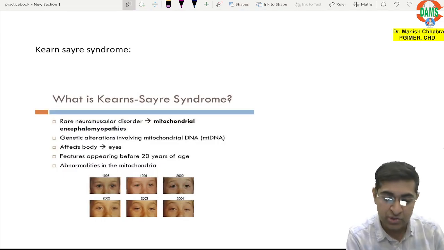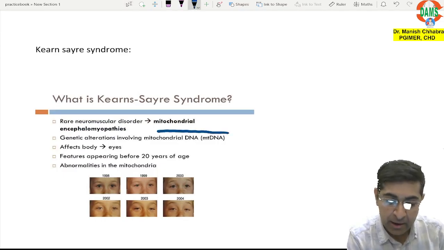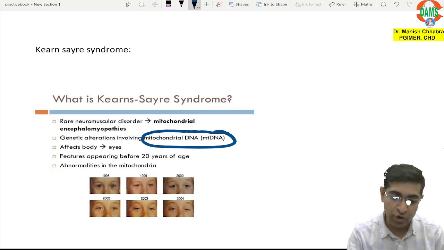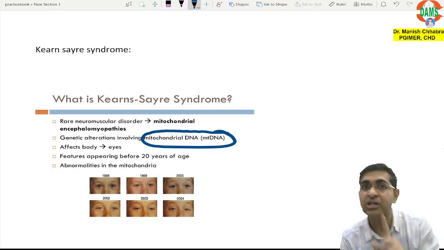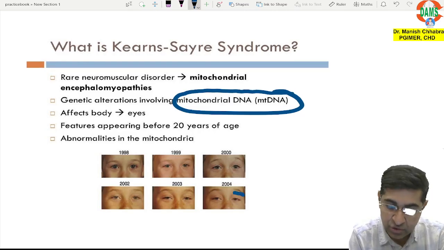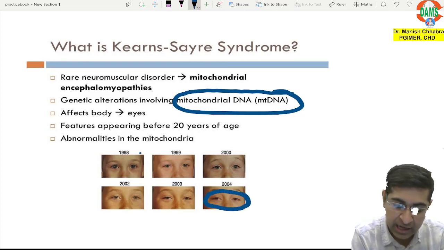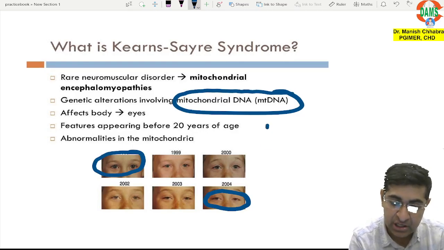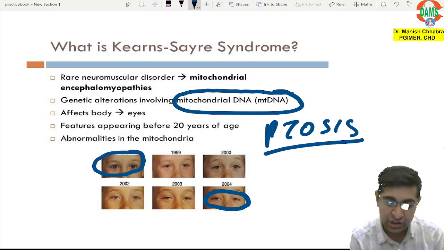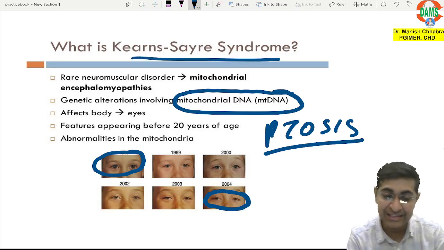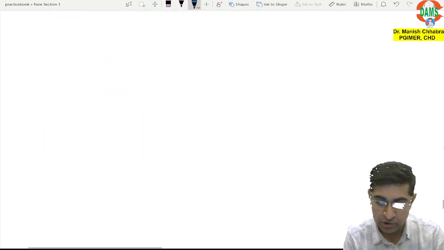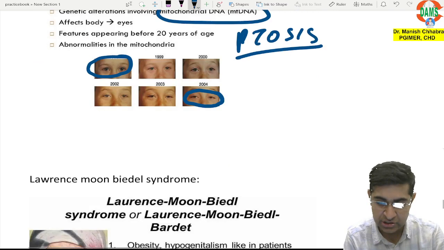It is also associated with maternal mitochondrial DNA, and it is a form of encephalomyopathy. So the important feature that I want to tell here is, I have already put up a pic as well, that can you appreciate the lids here and here? So there is typically ptosis, and the features appear before 20 years of age. Typically there is ptosis in Kearns-Sayre syndrome.